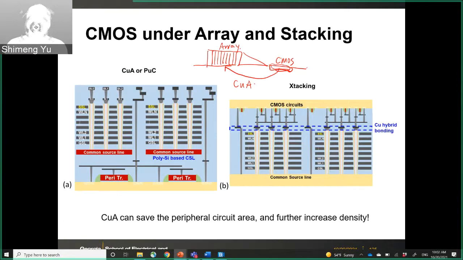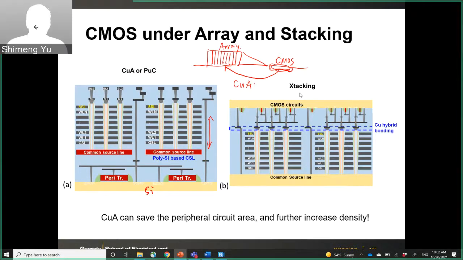Here is a schematic to show the concept. The peripheral transistor is fabricated first on the silicon substrate, and then we do the 3D array afterwards. So this is more like a monolithic 3D integration.